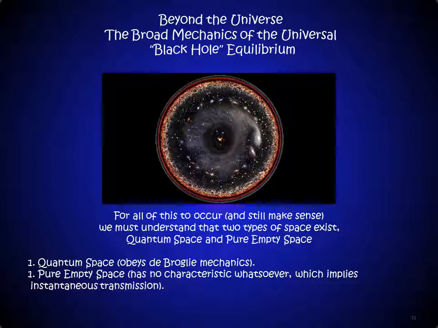For all of this to occur and still make sense, we have to understand that there are two types of space, quantum space and pure empty space. Quantum space obeys de Broglie mechanics. Pure empty space has no characteristic whatsoever. This implies instantaneous transmission.